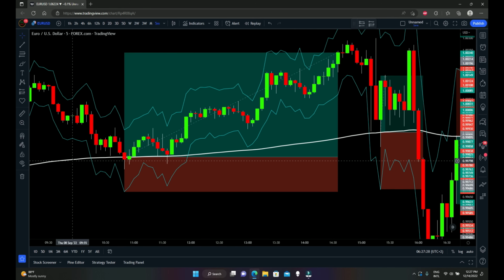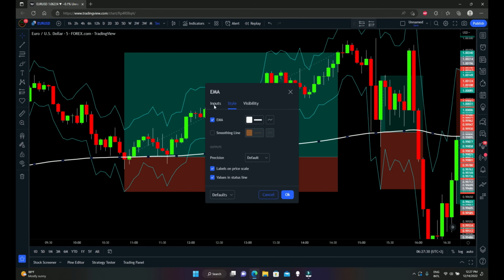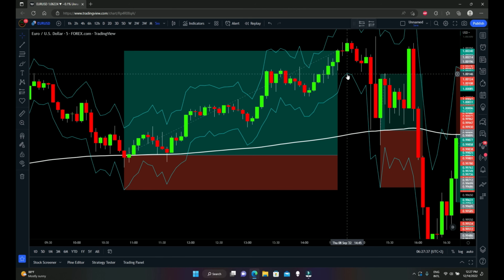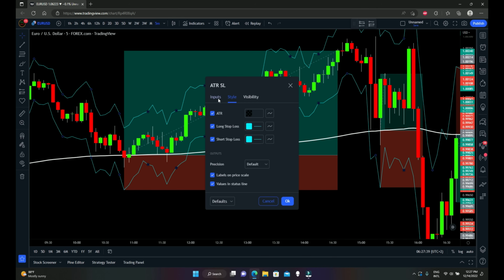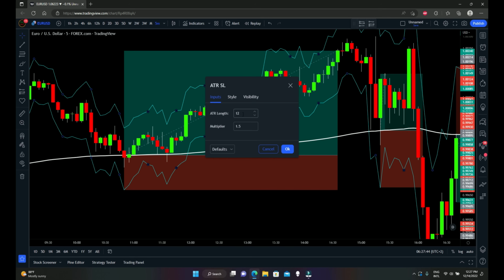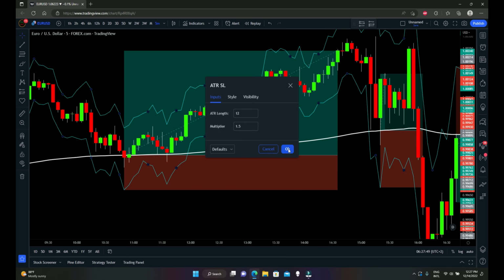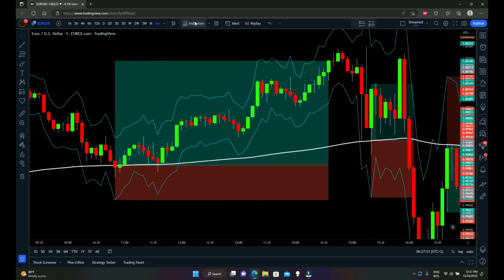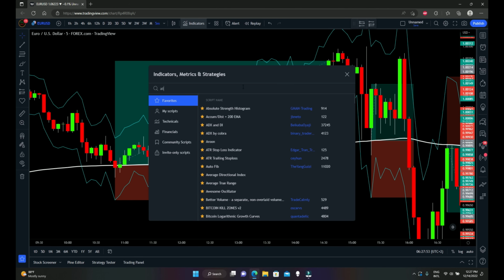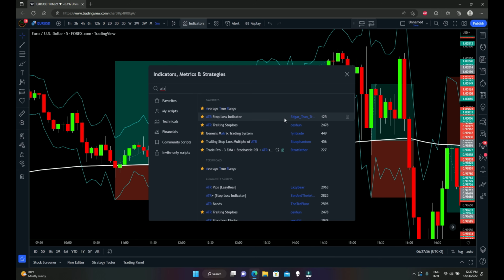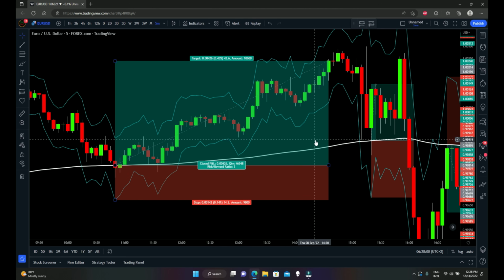Now let's talk about the strategy. All you need is a 200 period exponential moving average. This one is just a standard 200 period EMA, and I've just changed the style of it from the default. Then there's the ATR stop loss indicator that I'll be using, and it has default inputs at 1.5 for the multiplier, and then ATR length of 12. For the style, I just changed it a little bit, which doesn't make any difference. The ATR stop loss indicator that I'm using is called the ATR stop loss indicator by Edgar_Tran_TR_, and that is it.